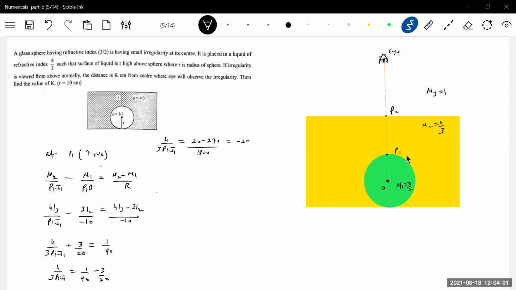Minus 250 by 800. 4 by 3 for P1 I1. 180 into 4 by 3 into 25. Lengthy calculation. Minus... Sir, there is not 1 by 90, sir. 1 by 60, sir.